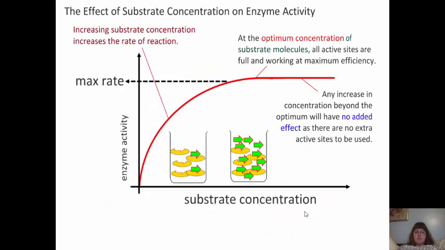All right, the effect of substrate concentration on enzyme activity. We can increase the substrate concentration, and that will increase the rate of the reaction. But at a maximum point, all the active sites are full. It doesn't matter if you add another 100, 200, or 1,000 substrates. Your enzymes are working as fast as they can. Any increase beyond this will have no effect, but there is no damage to the enzymes either.